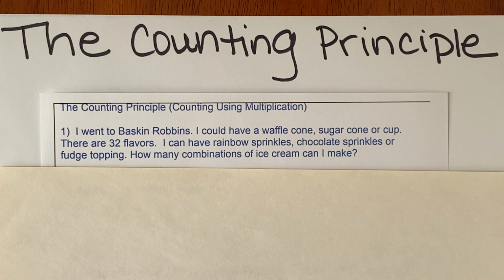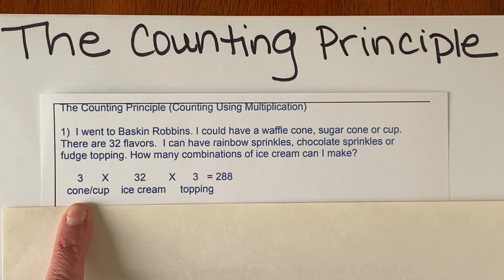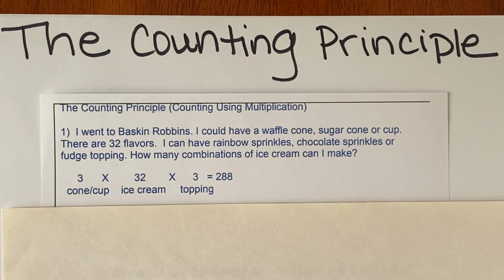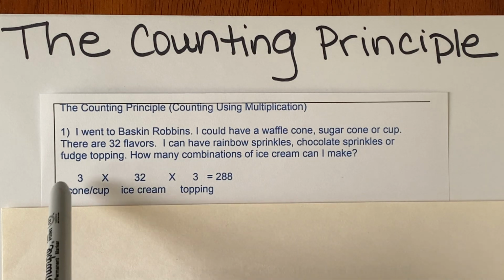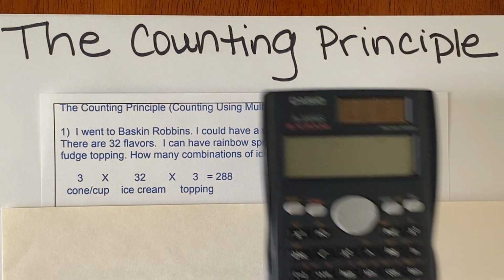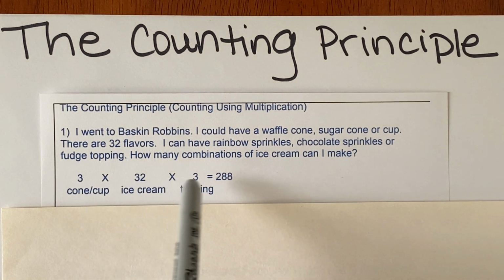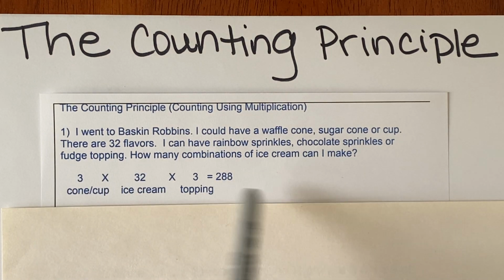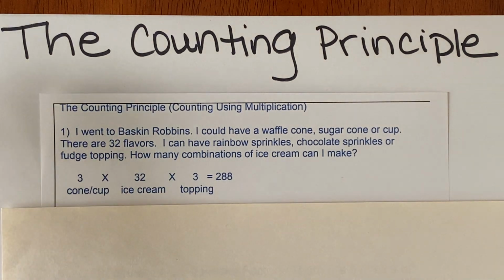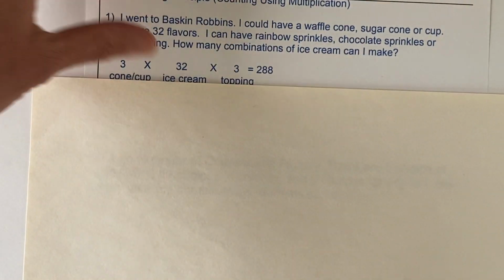You have 3 choices. So choice 1 is if you want the cone or the cup. There were two cones, 1 cup. You have 32 flavors of the ice cream and the 3 toppings, right? Choice 1, choice 2, choice 3, and you multiply them together. You're going to be using a calculator. I'm going to be using a calculator, but when I say I want to see your work, this is the work I want to see. So we're going to do a couple of problems that deal with the counting principle.